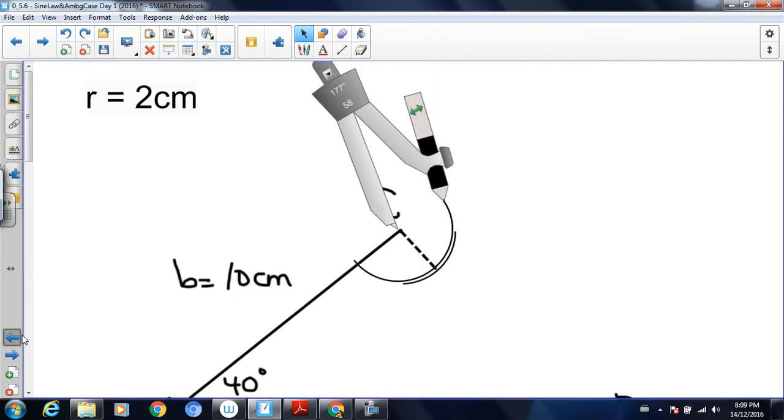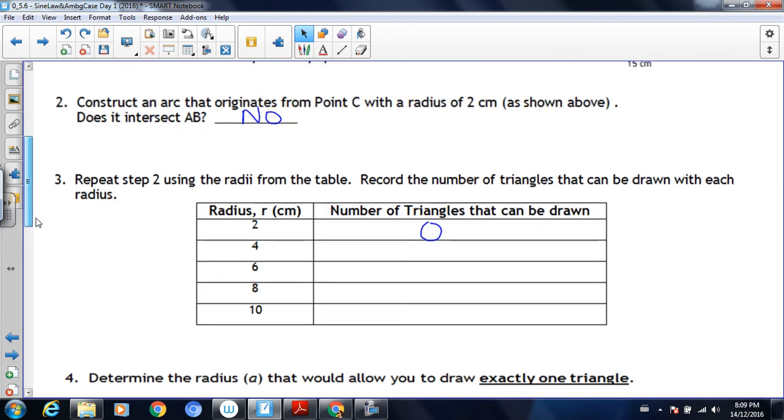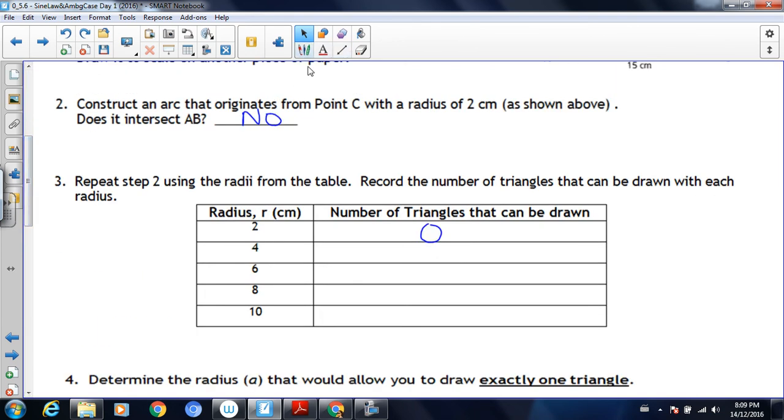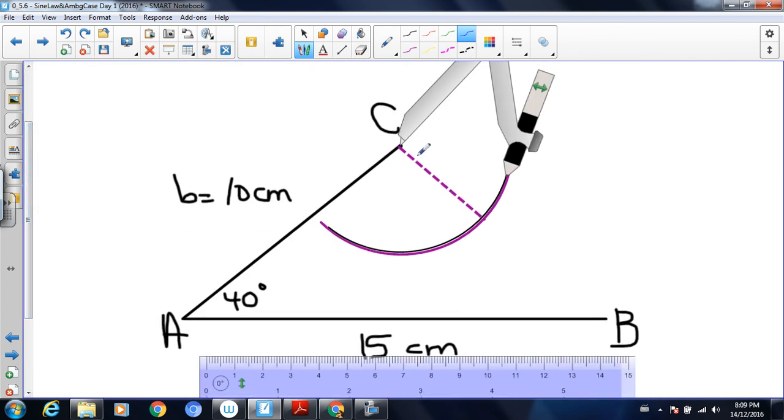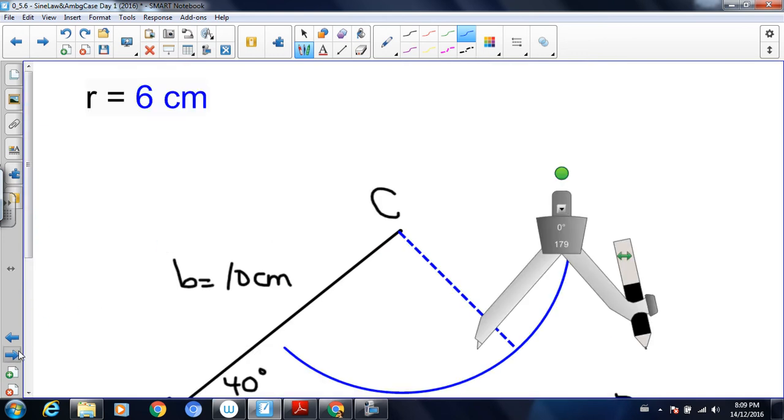So we can go back, and this is where you're filling this in. Number of triangles that can be drawn, well, again, 0. You have no triangles, simply because this arc, this radius, which is 4 centimeters, does not intersect with line AB. Let's move on to the next one.